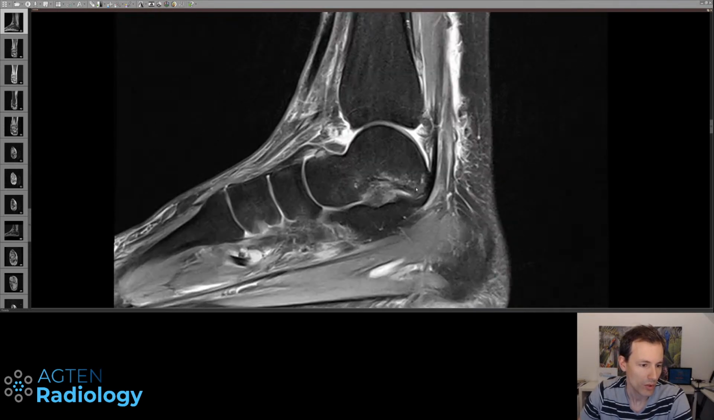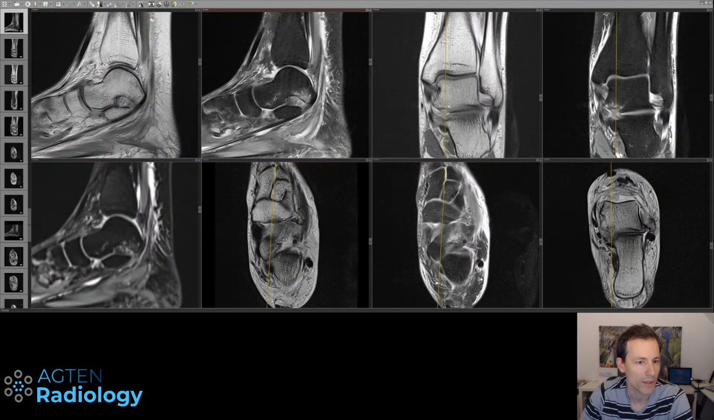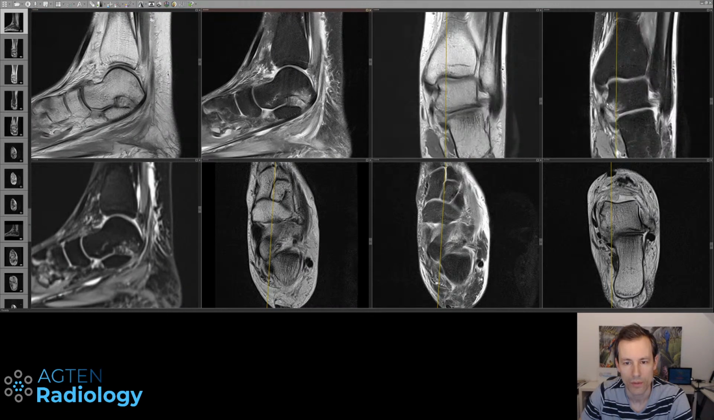But this is certainly an acute trauma. Well, you can say it's a bone bruise, but if we go through the other sequences here, you can see it's this area here. I think there is a T1 somewhere.